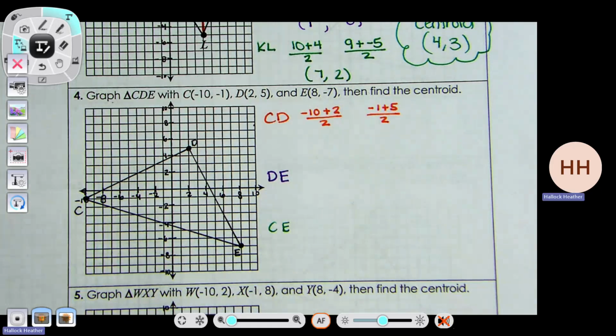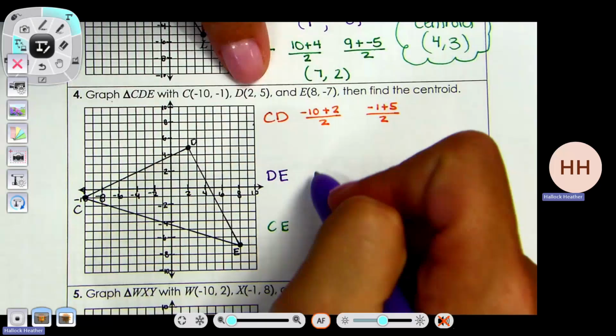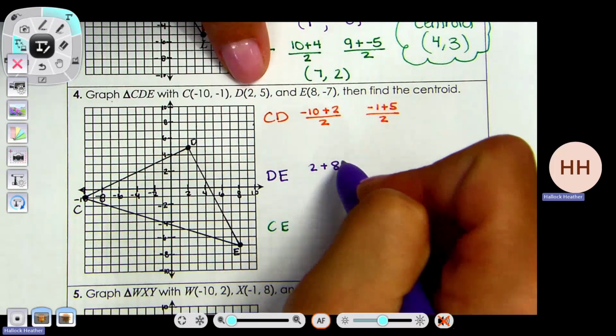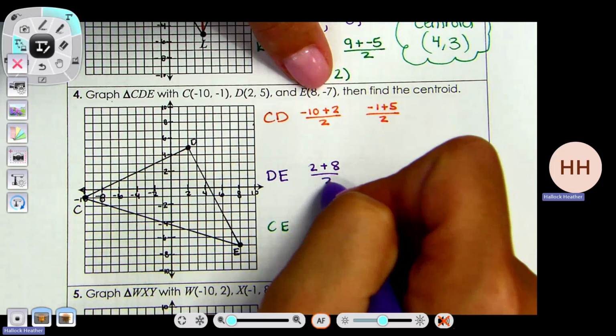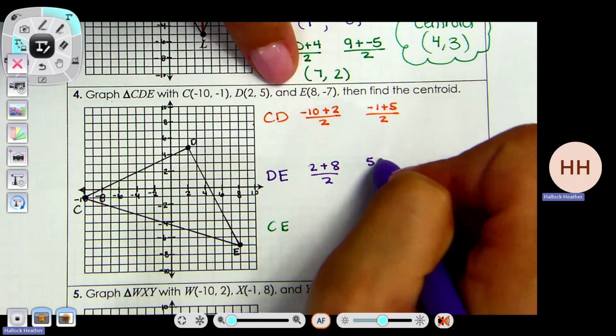Do your math. Mateo, turn around. That's a good one.